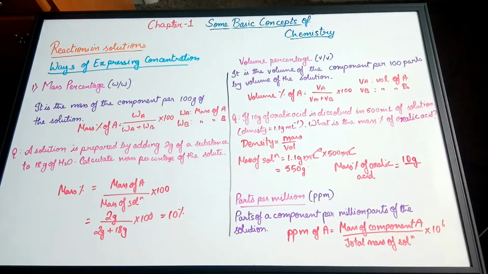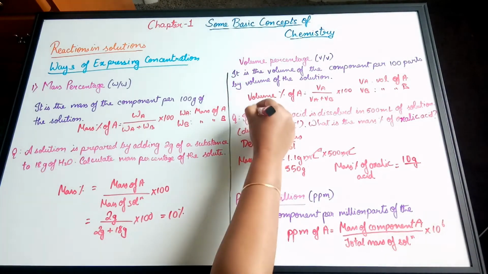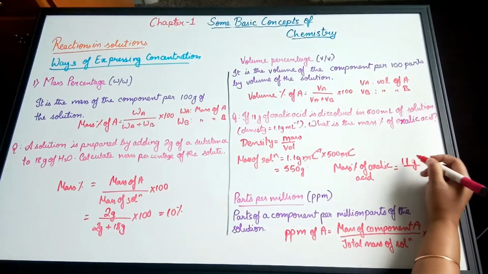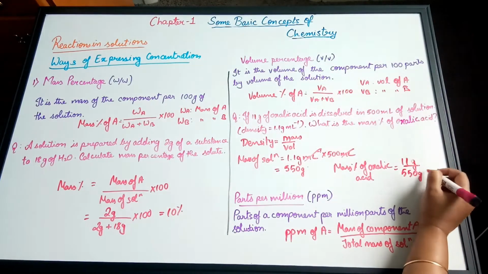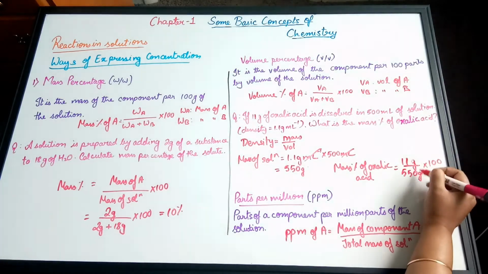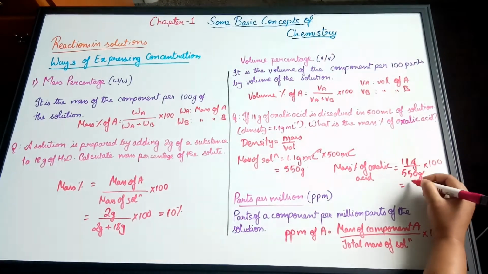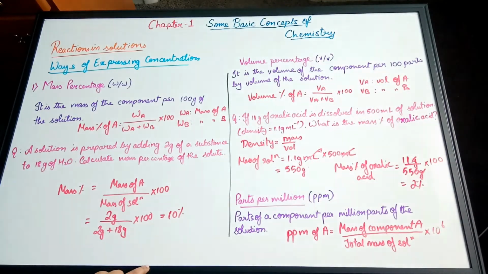I'm so sorry, here the question is 11 grams of oxalic acid. So 11 grams divided by 550 grams, because that's the mass of the solution, into 100. These two will get cancelled. 11 5s are 55, 5 2s are 10. Simplifying all of this, you get 2%. So first we have to calculate the mass of the solution from its density, and then we calculate the mass percentage of oxalic acid.